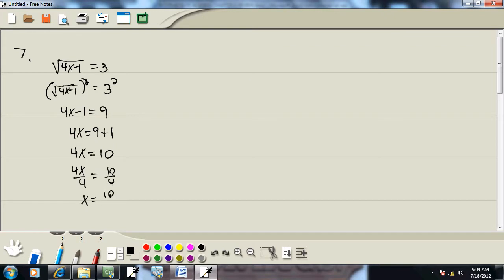Divide both sides by 4. And we get x is equal to 10 fourths, which reduces top and bottom both by 2, which gives us 5 halves. And if I put, I'll do the 10 fourths, if I put 10 fourths up here, the 4's cancel. 10 minus 1 is 9. Square root of 9 is 3. So it checks.